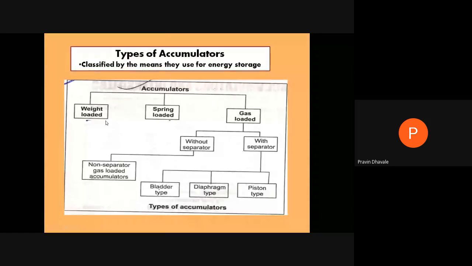Accumulator: weight loaded, spring loaded, gas loaded. Gas loaded into two types: without separator and with separator. Without separator, that is non-separator gas loaded; with separator: bladder type, diaphragm type, and piston type.